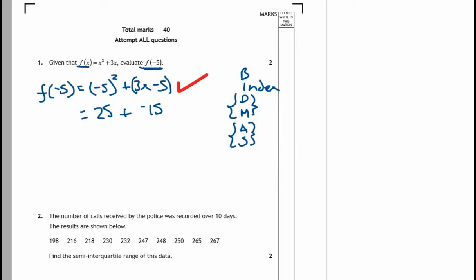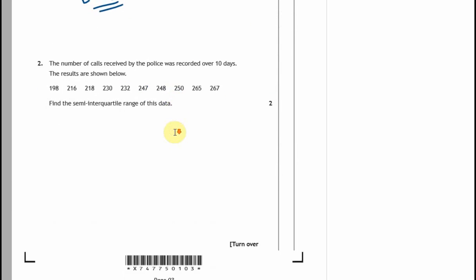And obviously here again, we're going to test our negatives, so that becomes 25 minus 15, because if we add a negative, we take it away, and that's going to give us 10. Okay, and that would be our second mark. So we should be off to a good start. BIDMAS and substituting in. Okay, pretty easy.